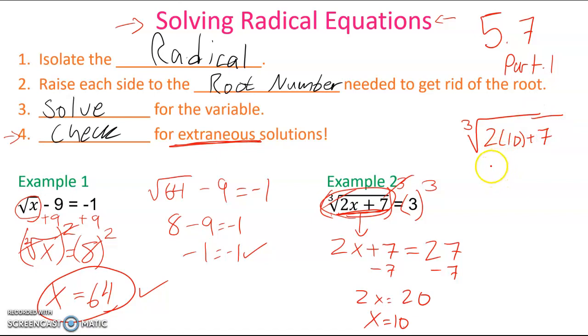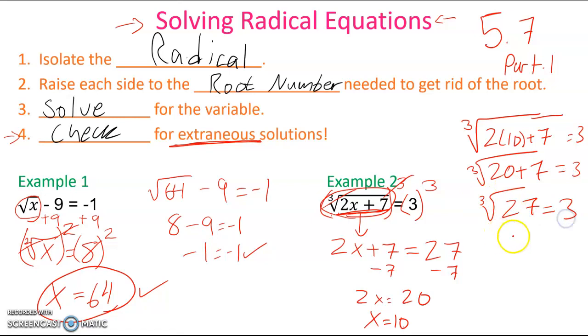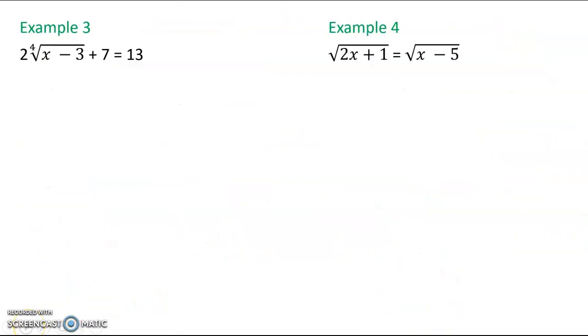2 times 10 is equal to 20, plus 7, cube root of that. And again, this has to be equal to 3. And we get the cube root of 27, which is indeed equal to 3. So our answer down here does check out and is not extraneous. All right, so now we have another example here.